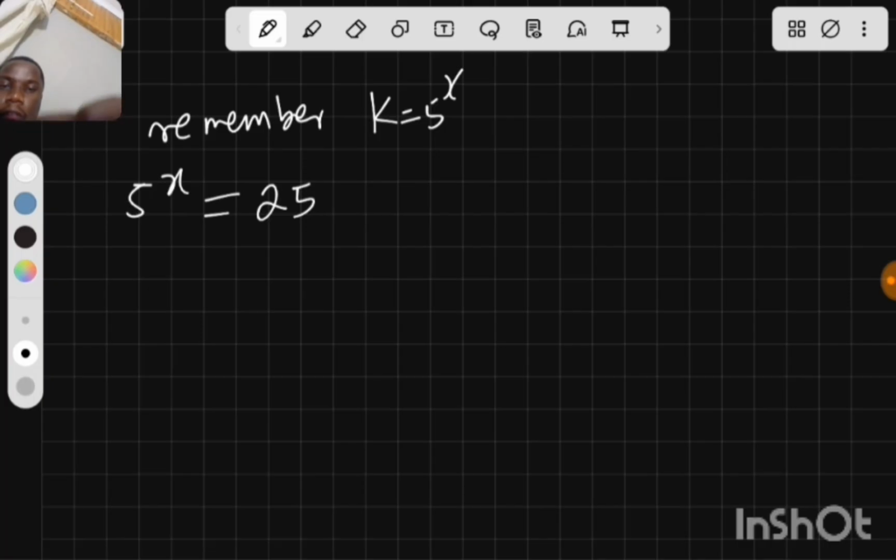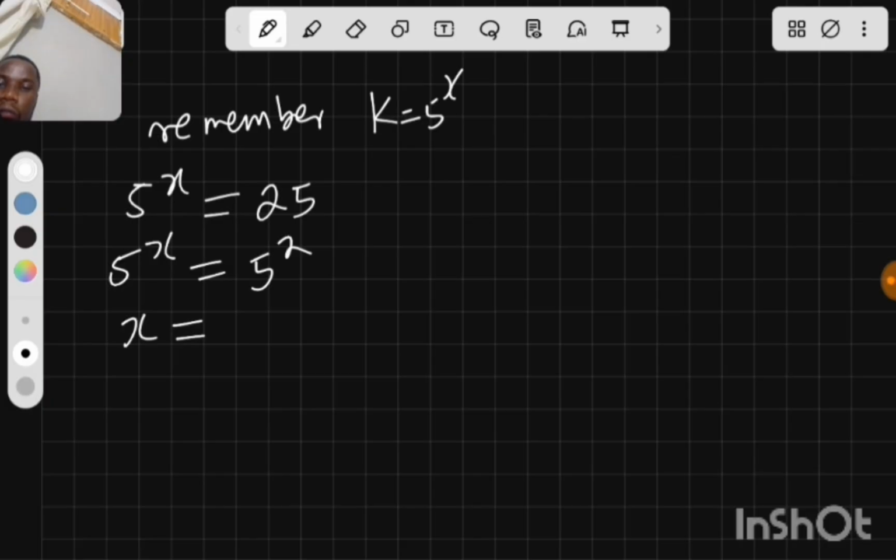25. You can change 25 in terms of base 5. And 1 is equal to 5 to the power 0. It is the same as 25. So, same base equals same base, so the exponents are equal.